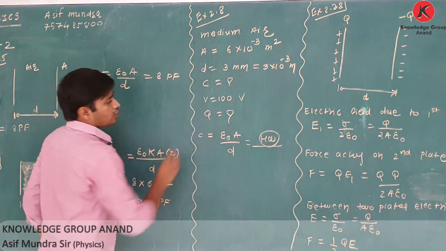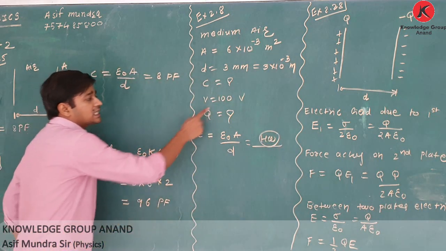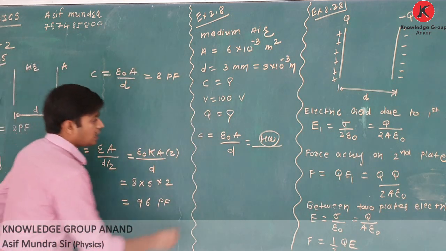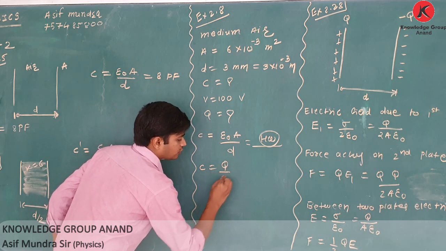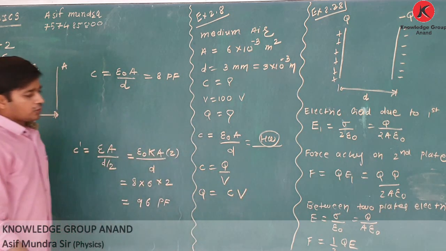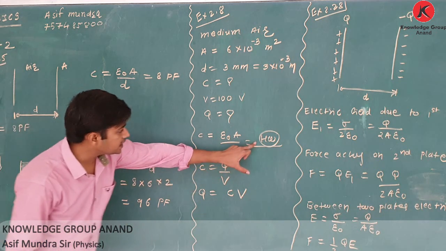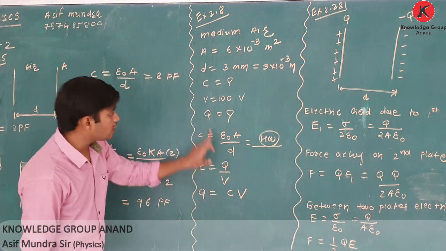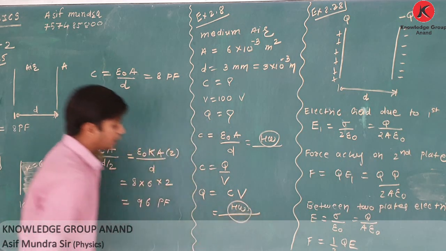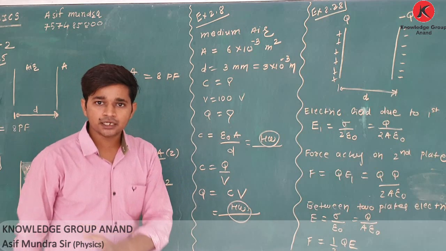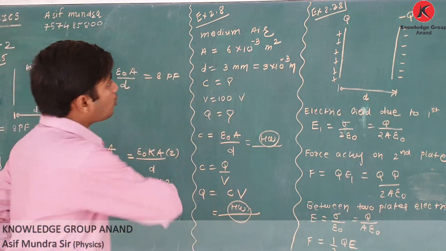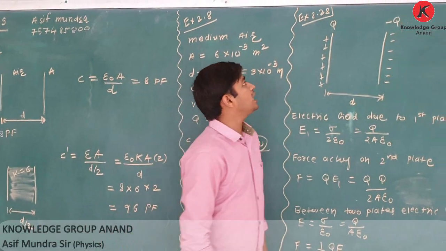Second question. If this capacitor is connected with a battery of 100 volts, then what is the charge on the capacitor? We know one equation, C is equal to Q upon V. So Q is equal to CV. Here you will obtain C, and what is the value of V? 100. So you can easily find the value of charge. Clear? So this question is your homework. Now, next, the last question for today.